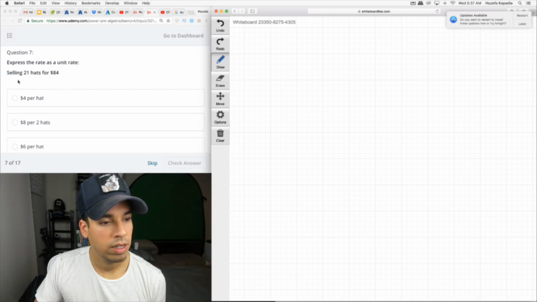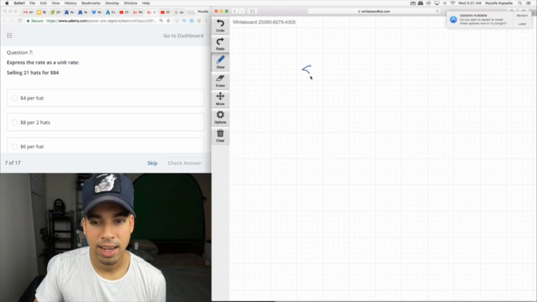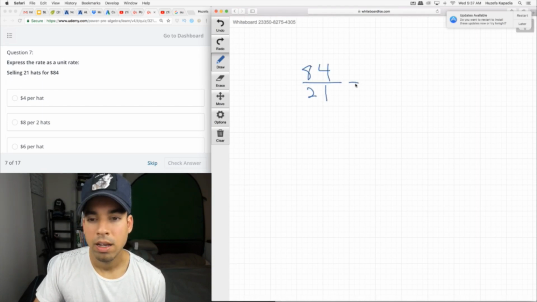So now it looks like we're doing again dollars per hat. So it's $84 per hat over 21. And 21 goes into 84 4 times. So we got $4 per each one hat.